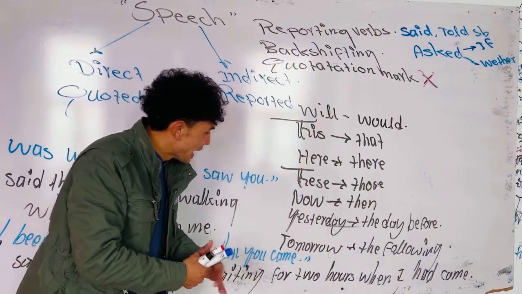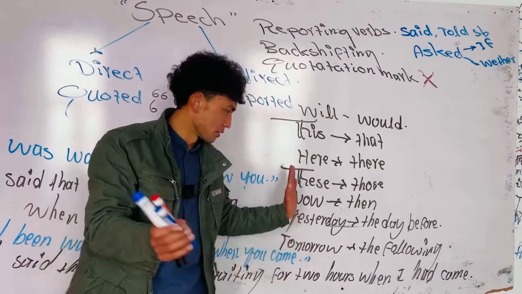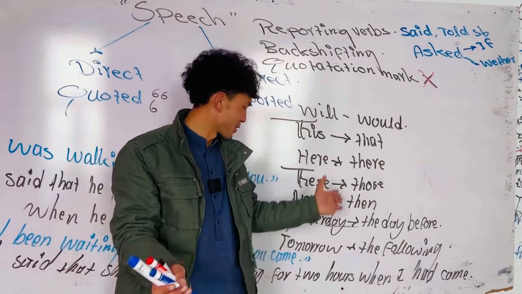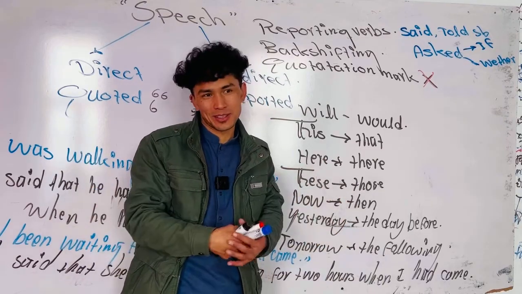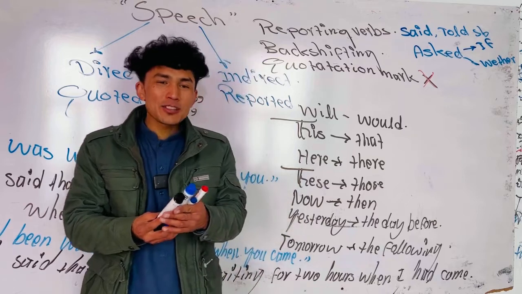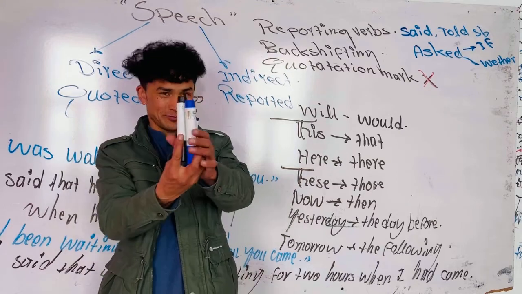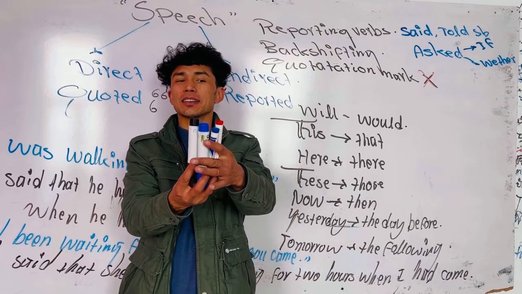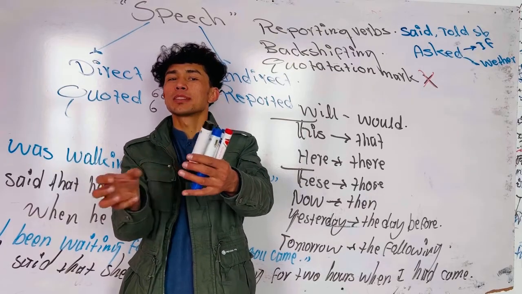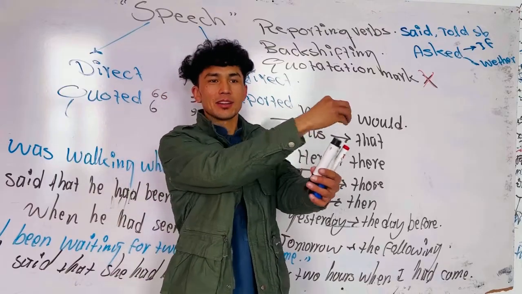That was all. Let's change to would. Yesterday becomes the day before. These and those. Understood? These markers are mine. The teacher said that those markers were his. Teacher is a man, becomes woman? No.